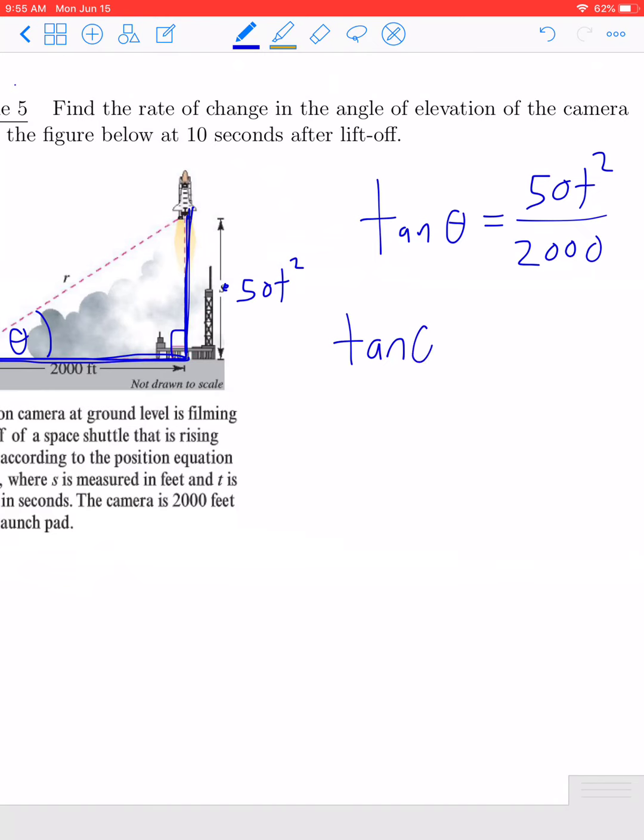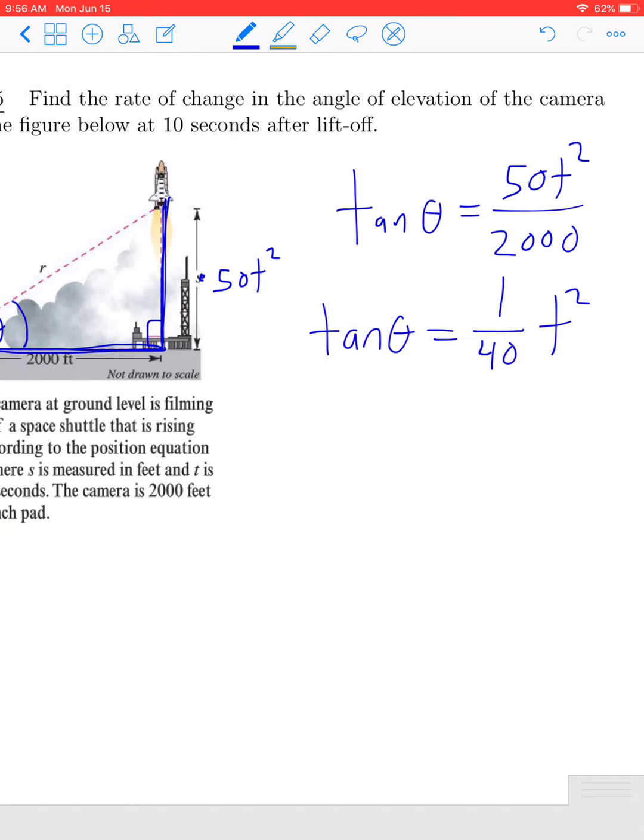Or we can say that the tangent of theta is equal to, let's think of this as a coefficient times t squared, and then 50 divided by 2,000. If we simplify that, it's going to be 1 over 40. So this will simplify to 1 over 40. So we have our equation.